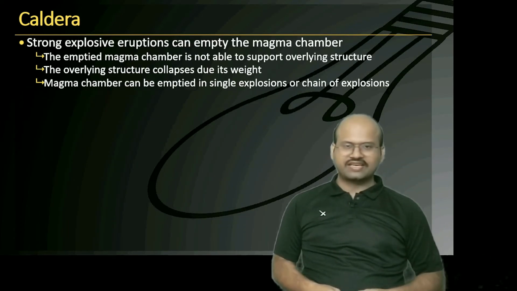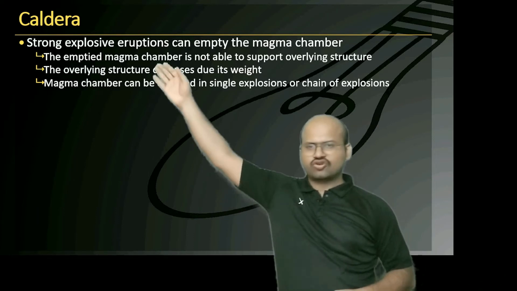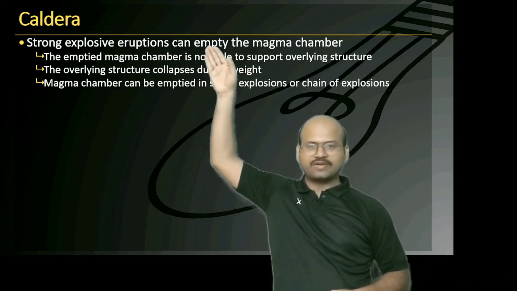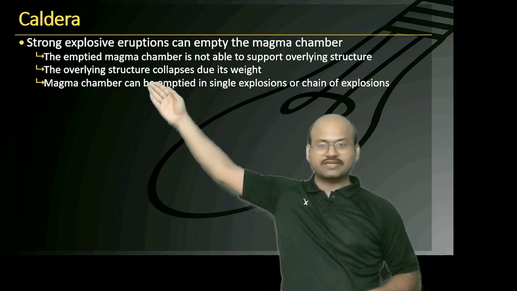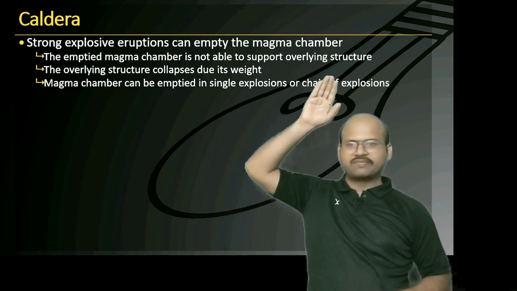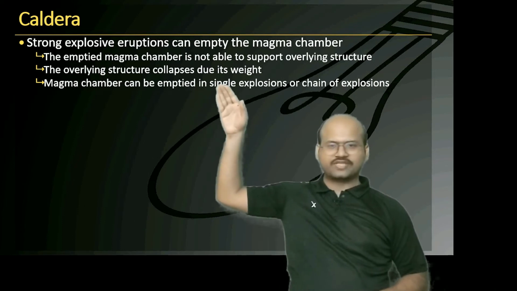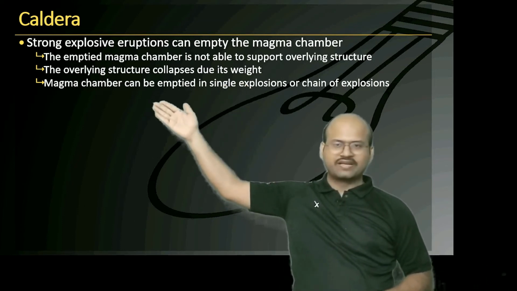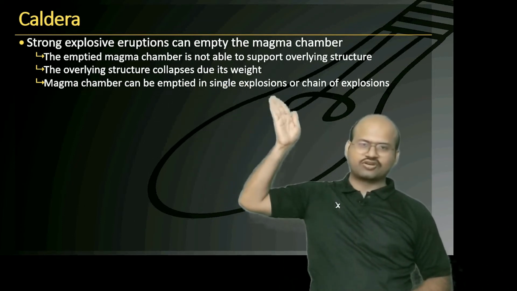Now let's see the caldera formation in detail. So strong explosive eruptions can empty the magma chamber. The emptied magma chamber is not able to support the overlying structure. As we have seen in the animation, the overlying structure collapses due to its weight. The magma chamber can be emptied in a single explosion or a chain of explosions.